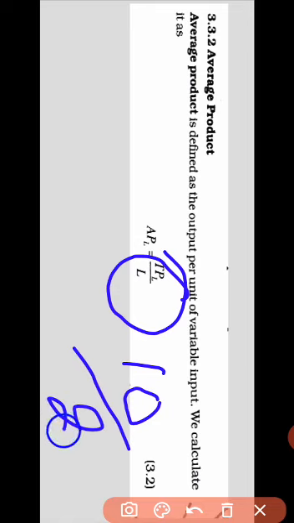Say you have produced 10 commodities and you have 2 laborers. So how much will it come to? 10 divided by 2 is 5. So 5 is your average product value. That means one laborer has produced 5 commodities, and another laborer has produced another 5 commodities. That is about the average: one person, one laborer, how many commodities he has produced.